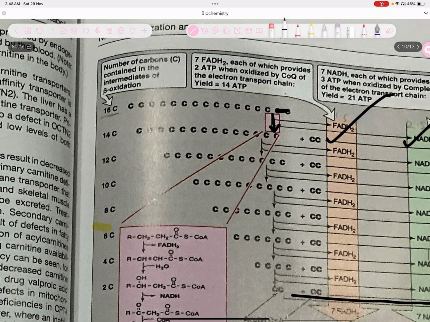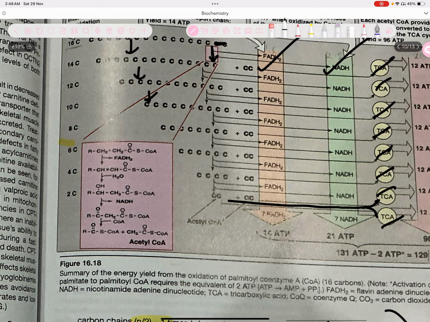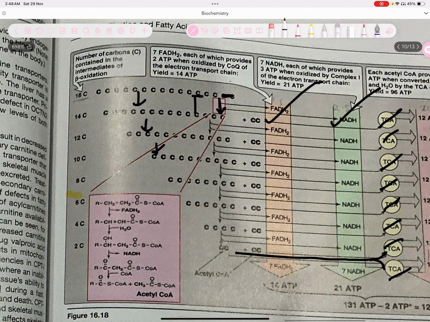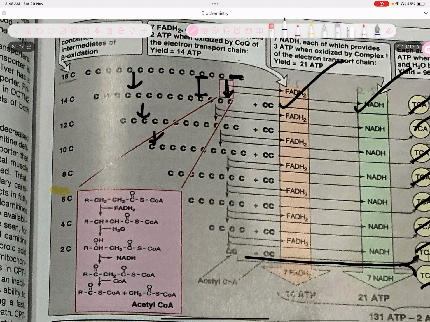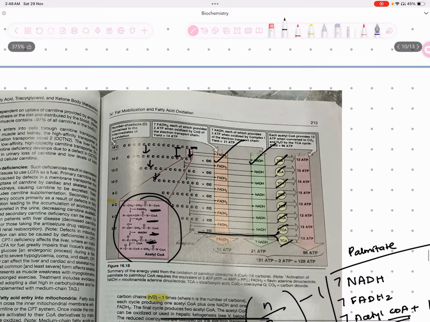Now this means that this will keep on happening dependent on this formula. For example, going down this step from 16 carbon to 14 carbon, there are four steps occurring in the middle. This is oxidation that produces FADH2, this is hydration, this is oxidation that produces NADH, and then finally you have the thiolytic cleavage, which is CoA dependent.